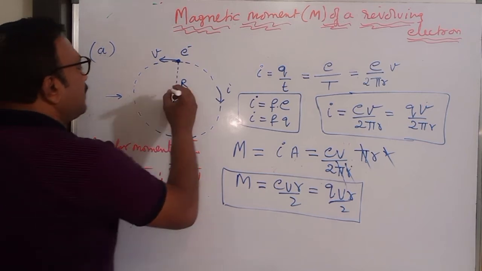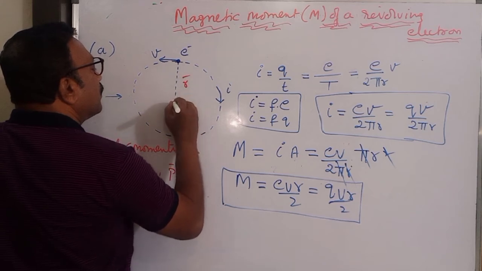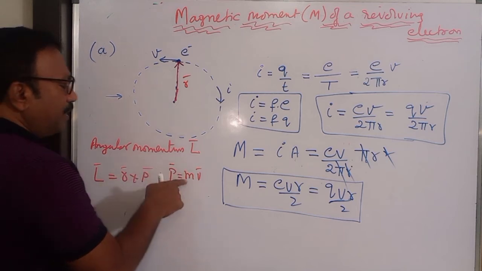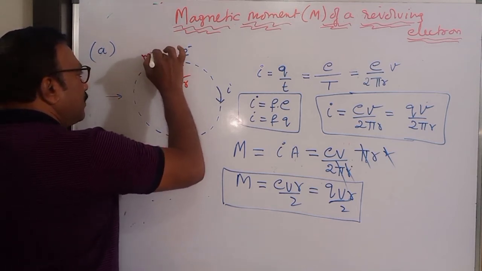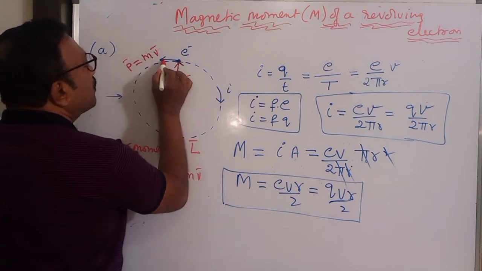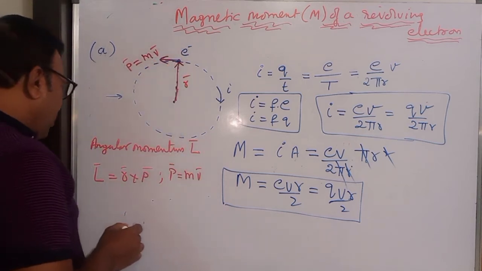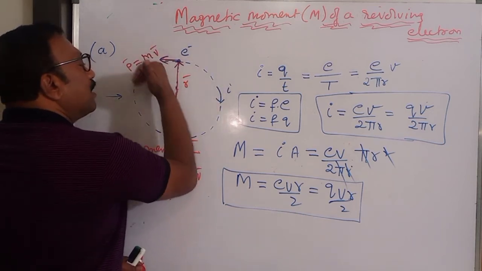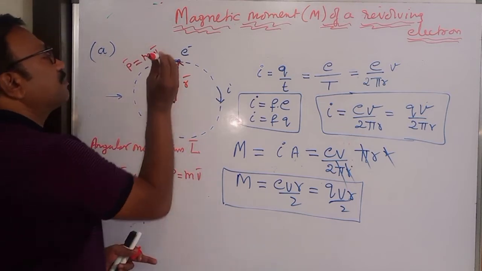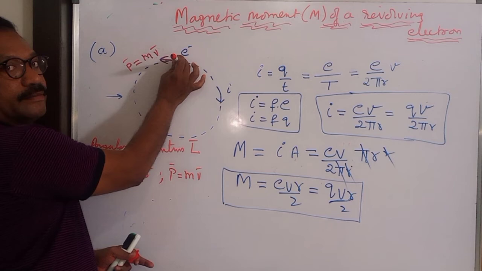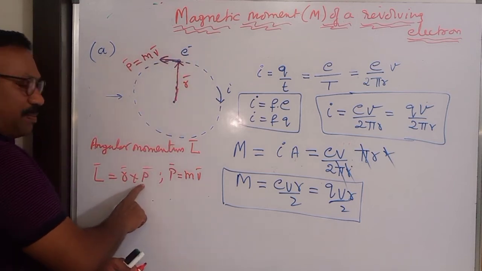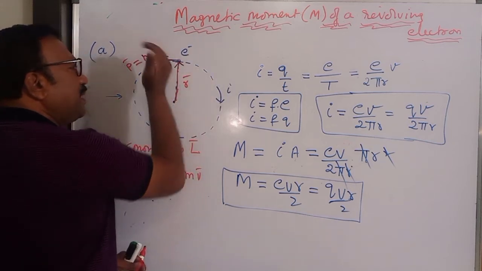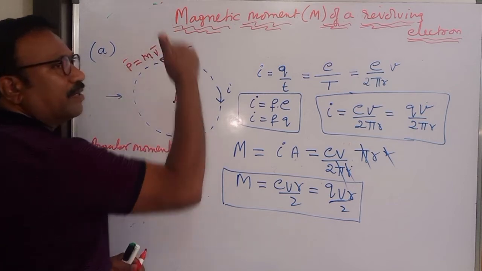Anyhow, let us see where is R bar. See, here is R bar. Where is P bar? P bar is mass into velocity. So here I will take mass into velocity bar. So this is P bar. Where will be the direction of R bar cross P bar? So this is R bar, this is P bar. R bar cross P bar will be outward. That means R bar cross P bar will be like this. So the direction of R bar cross P bar is nothing but the direction of L bar. So this is the direction.